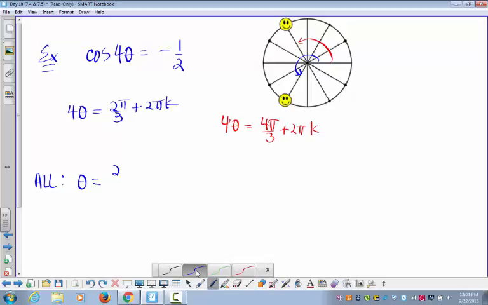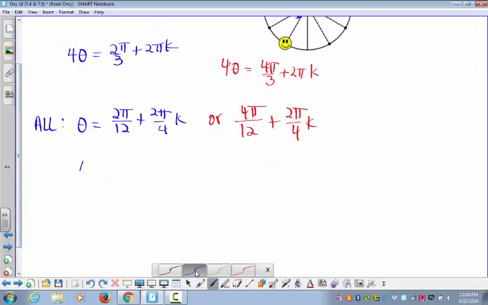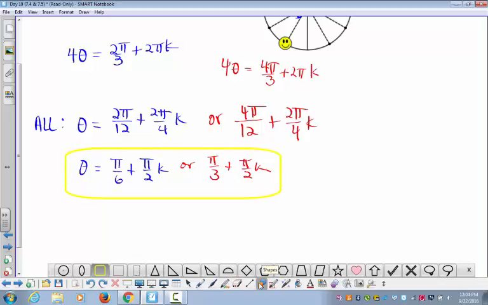So theta will be 2 pi divided by, there's a little simplification there. I'll do that in the next step, simplify that. So make sure, the biggest mistake right there is to not divide the counterpart. Make sure you divide the counterpart. So we'll end up with pi over 6 plus pi over 2k, or pi over 3 plus pi over 2k. So there's our group of all solutions.